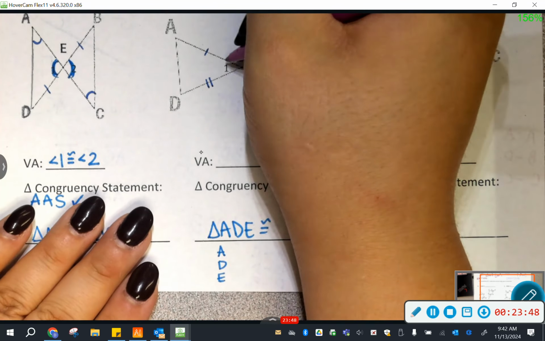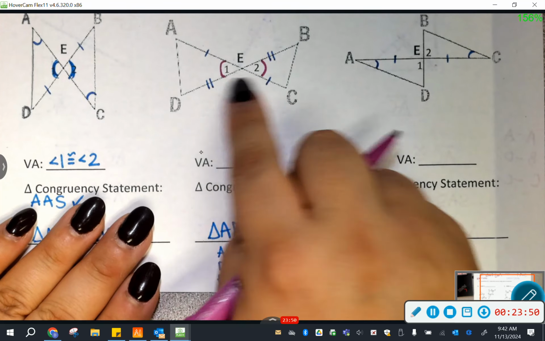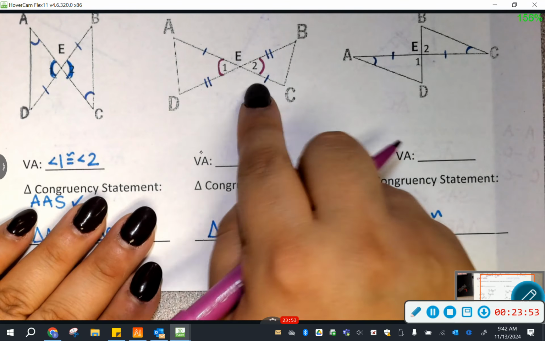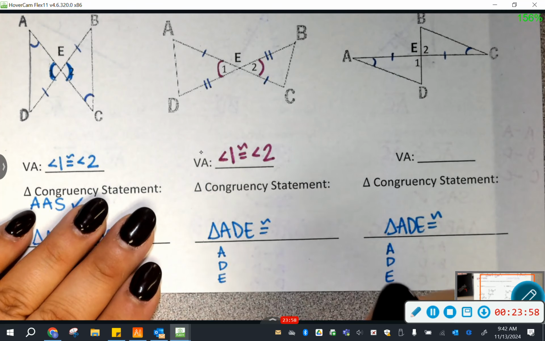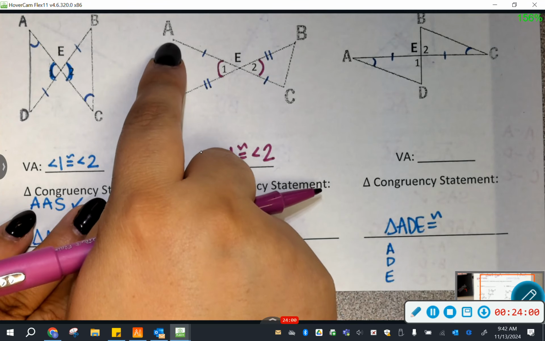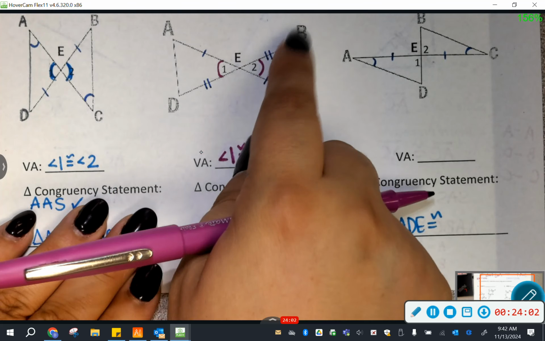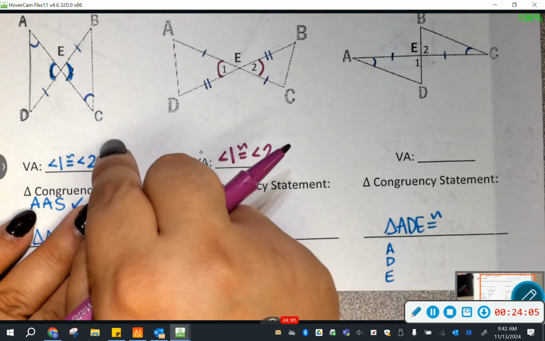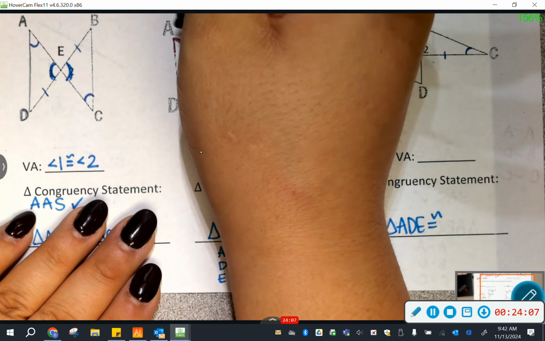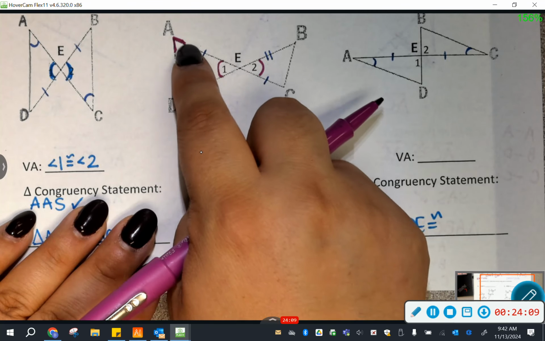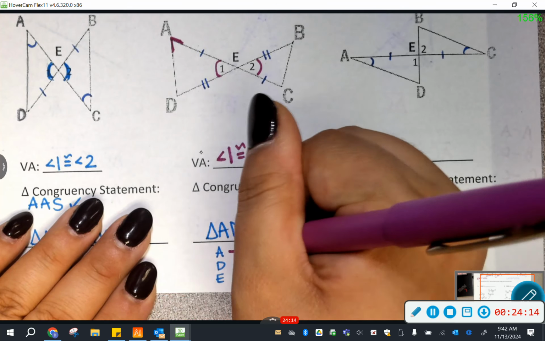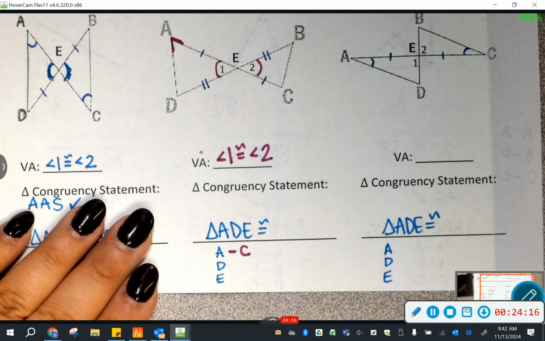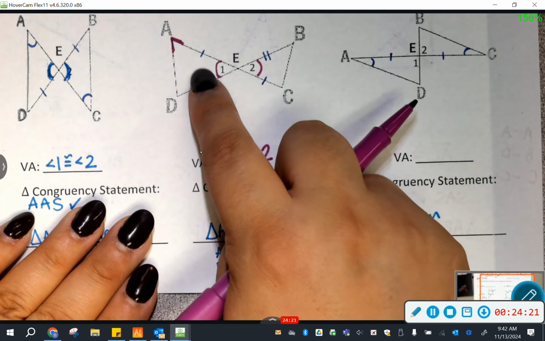All right, for the middle one, did you put arches right here and right here? You have to have the arches there. And then angle 1 is congruent to angle 2. What's going to go with A? How do I know if it's B or C? The tick marks. What is A next to? Which tick mark? The 1. So what's going to go with A? C is my answer. Does that make sense why it's not B? Because B has 2 tick marks up here. That does not go right there.